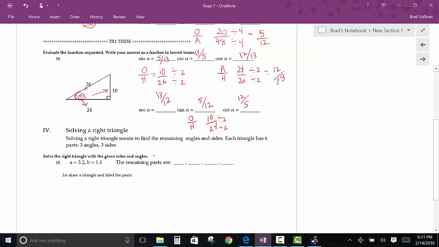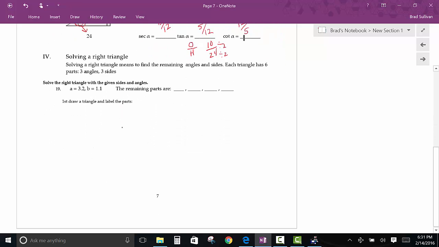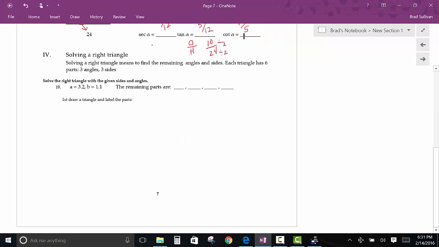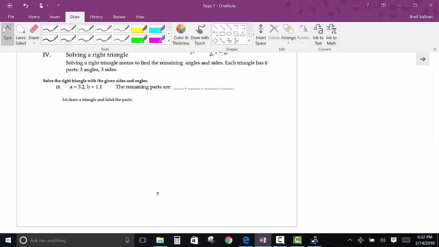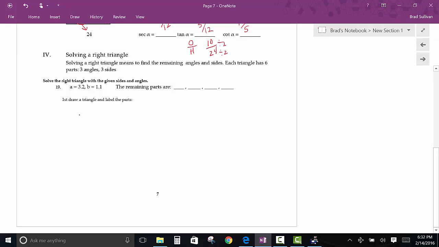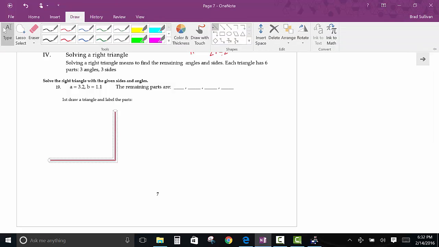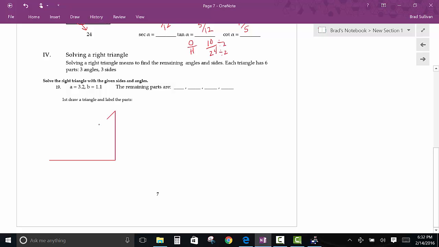Now what we're going to do is learn how to solve parts of a right triangle. One of the important things as we go through this next problem is that I'm going to draw a right triangle and show you what I consider to be the naming convention. I'm not going to bother to draw this to scale because it doesn't make any difference. So let's get a pretty good right triangle drawn right there.